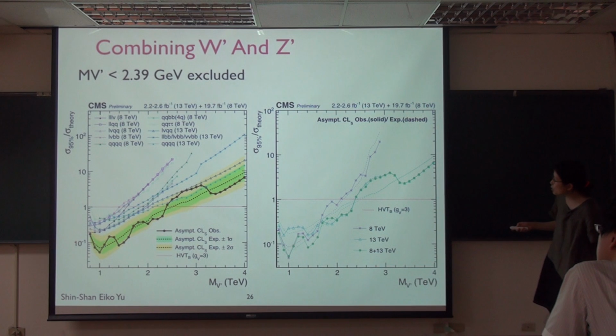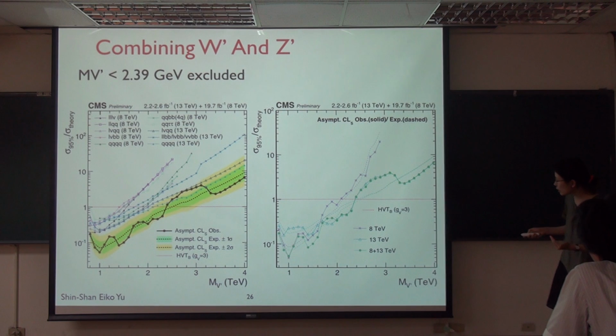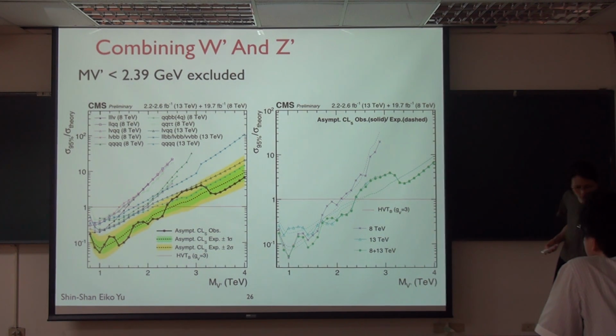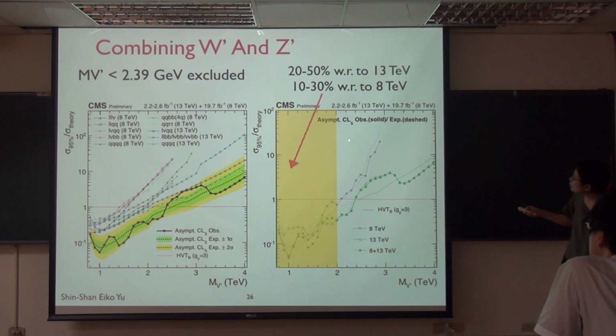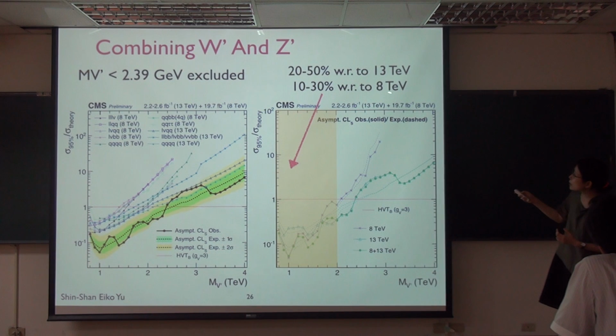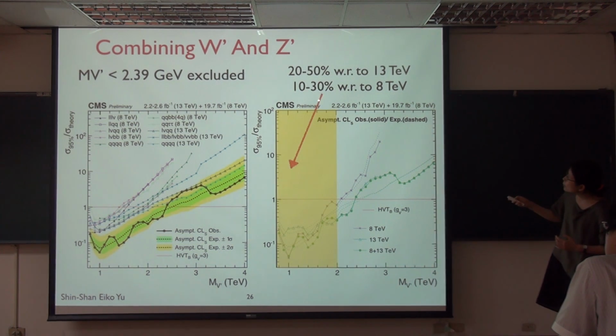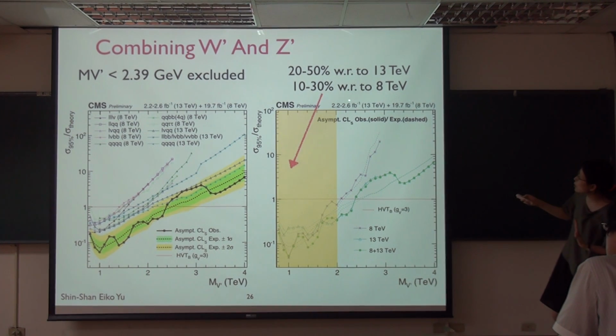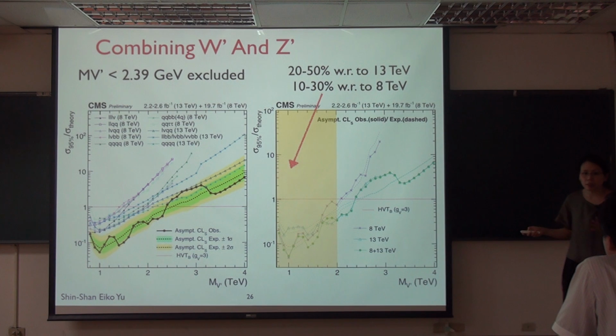On the right-hand side here, I show you the limit if you use only ATLAS results or only CMS results and combining all of them. So you will see that for mass below 2 TeV, the inclusion of the ATLAS analysis really helps. If you have only CMS analysis, the limit is 20 to 50% worse. If you have only ATLAS analysis, then the limit will be 10 to 30% worse. While above 2 TeV, the limits are driven by the CMS analysis.